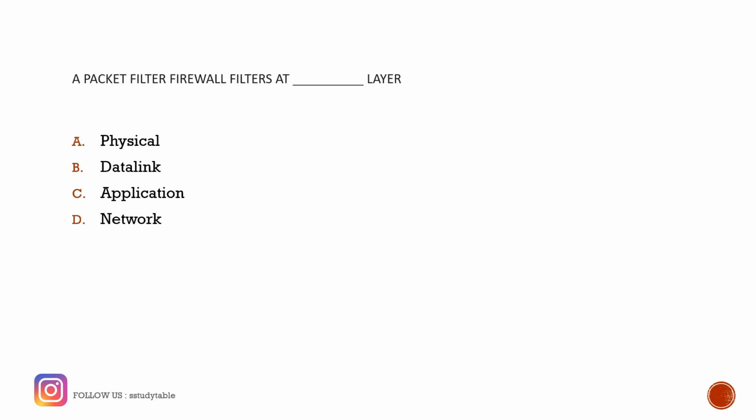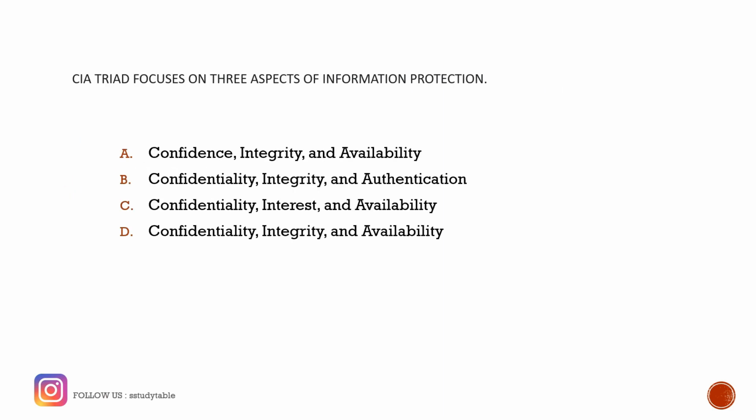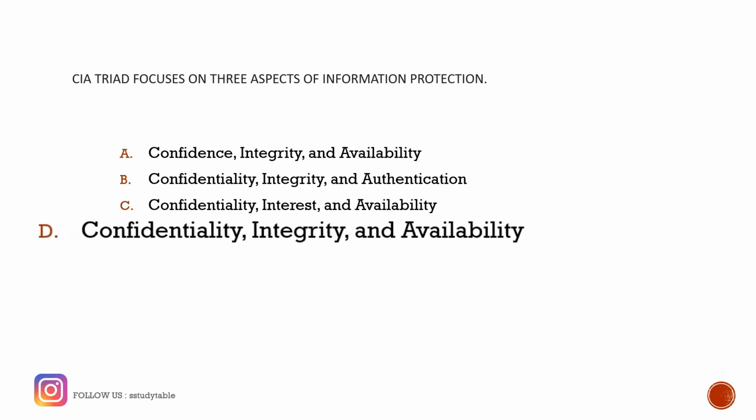Next question. A packet filter firewall filters at the dash layer. Answer is application. Next question. A dash algorithm simply replaces each character in a message with another character. The answer is substitution. Next question. CIA triad focuses on three aspects of information protection. The answer is confidentiality, integrity, and availability.